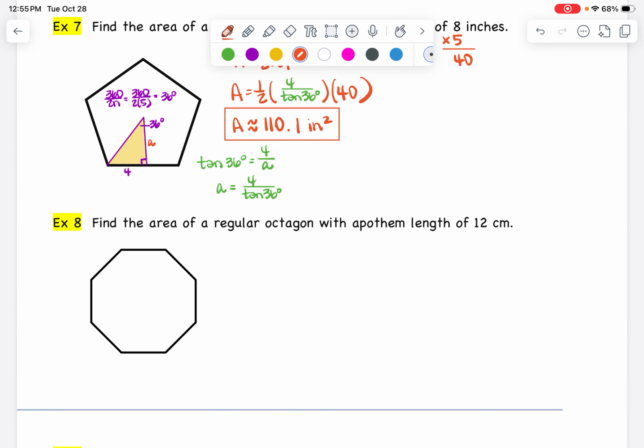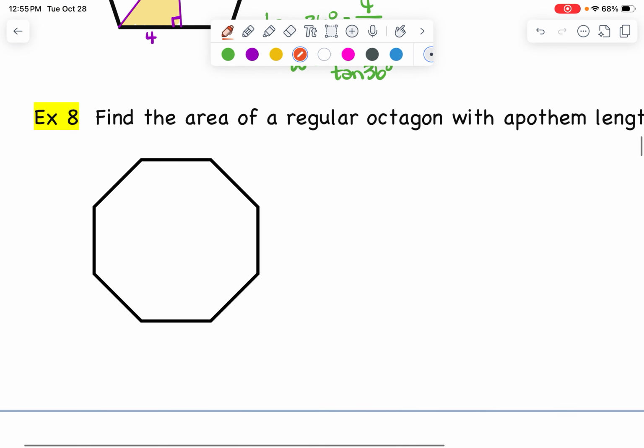All right, let's do another one. Here we go, number 8. This is an octagon, so I'm going to draw my little right triangle. Notice the more sides you have, the tinier or skinnier the right triangle becomes. So here's my right triangle.